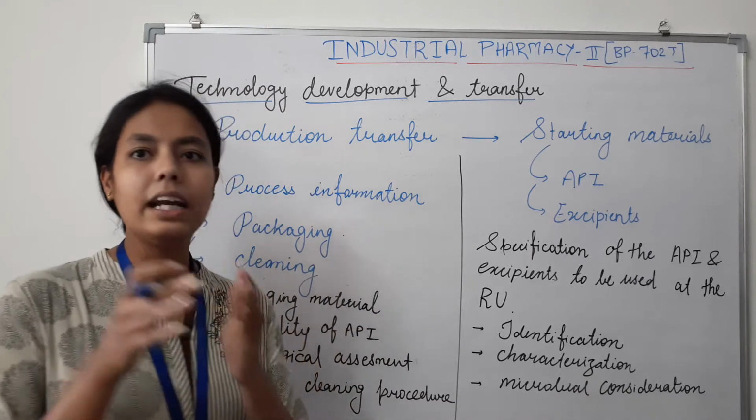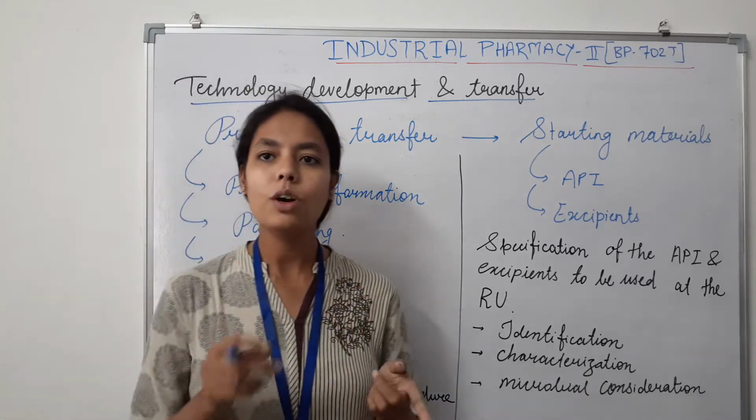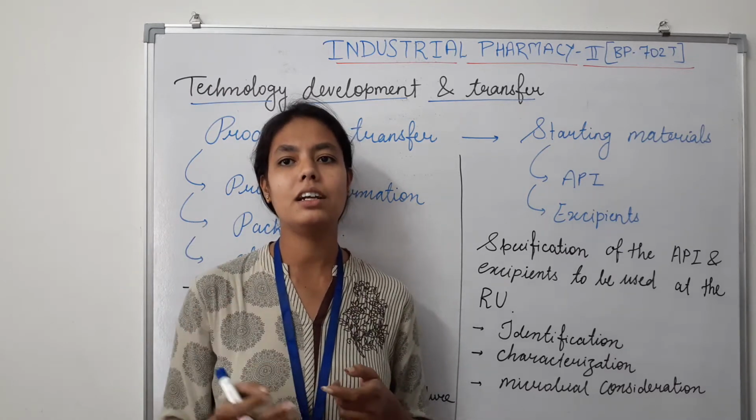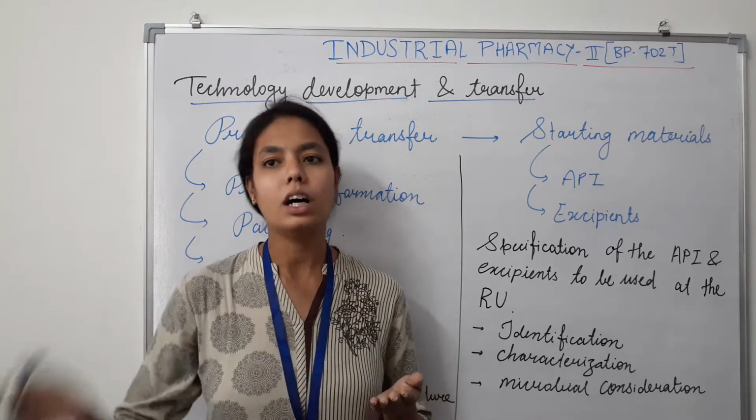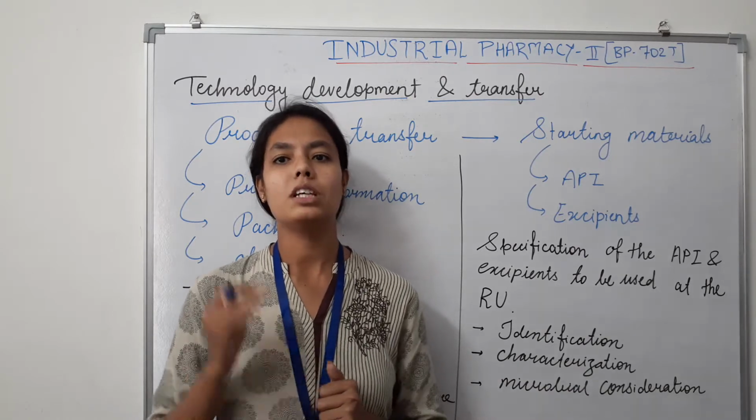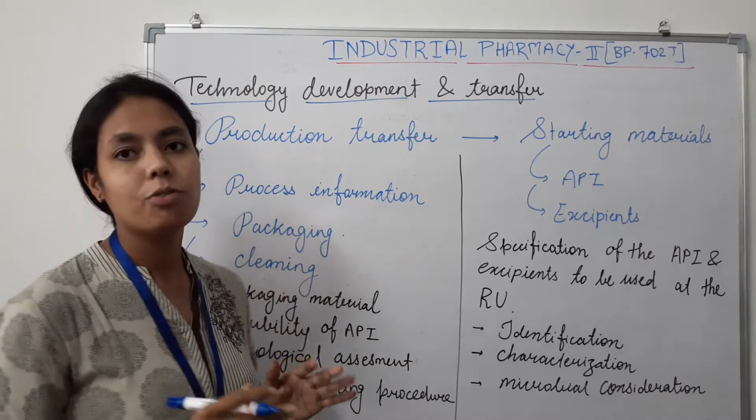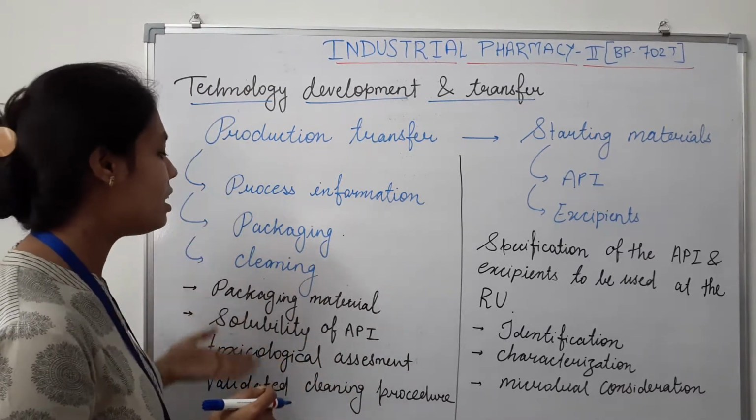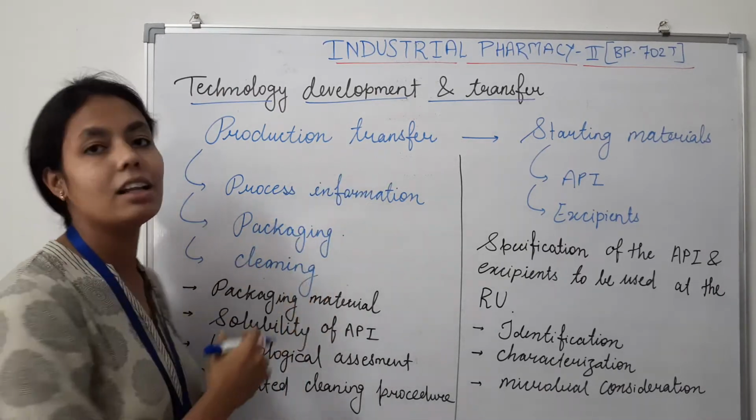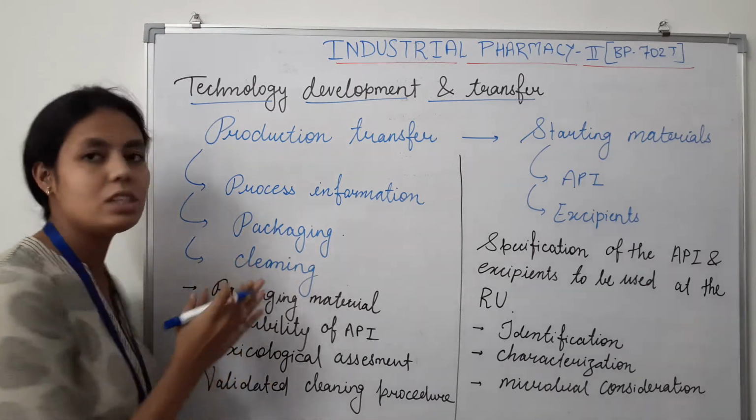So the sending unit and receiving unit should jointly develop a protocol for the transfer of relevant information related to the manufacturing process under consideration from the sending unit to the receiving unit, as well as the development of an equivalent process in the receiving unit. If we talk about production transfer, these are the various parameters we have to take into consideration: process information, the starting materials, the packaging material, the cleaning procedure, etc.